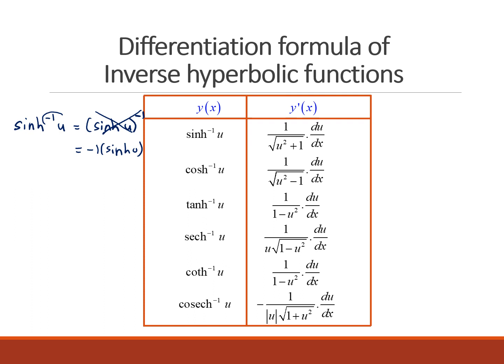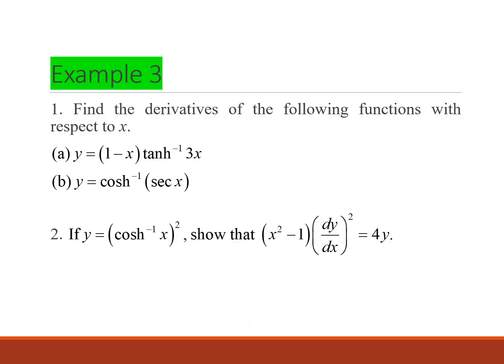So the differentiation of inverse sine hyperbolic is given as 1 over square root of u square plus 1 times the derivative of u over dx. And the rest of the inverse hyperbolic functions are listed here. Okay, now let us proceed with the example.